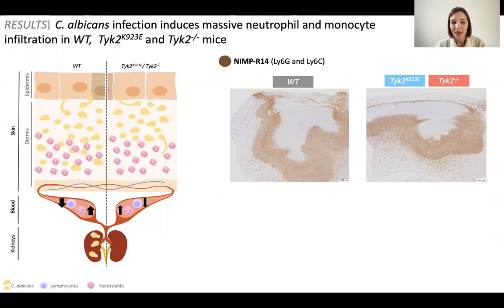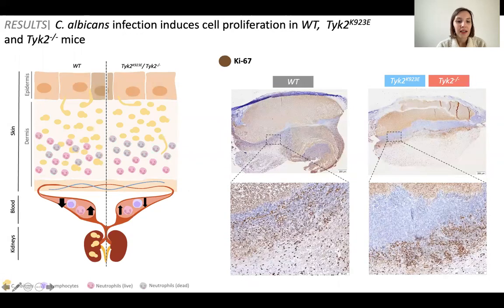But what I found was that actually the way that these neutrophils are organized in the tissue is different. So it's known that neutrophils die at some point in response to infection. And in the wild type, we can see still live and dead neutrophils mixed together in the tissue trying to find Candida. But in KE and knockout, they're actually organized in a different way because first we have a layer of dead neutrophils, and only after that layer we have live and highly proliferating neutrophils.